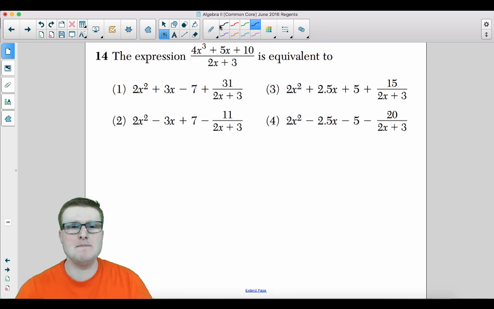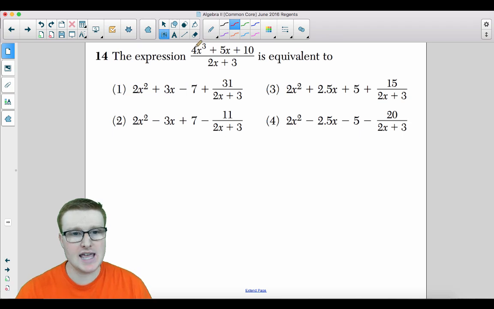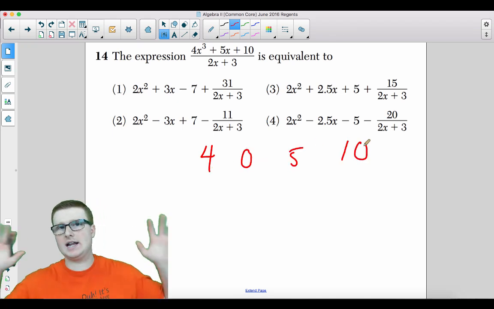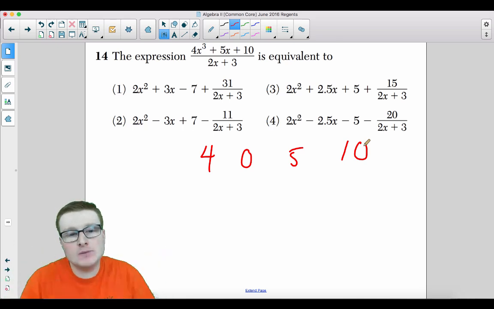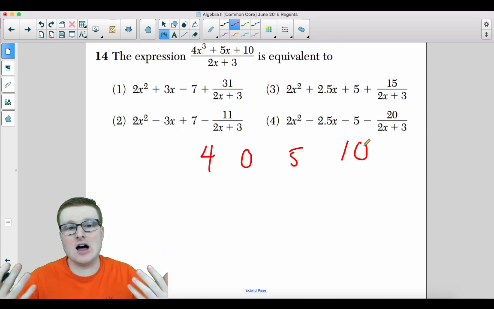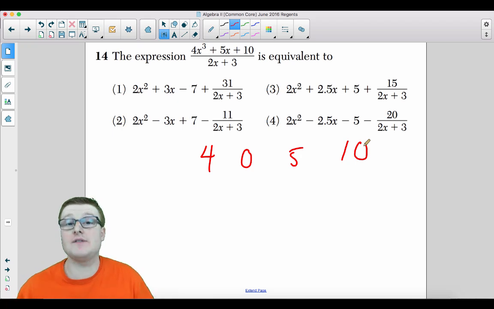Synthetic division, basically what you're doing is you're taking the coefficients of the numerator and writing them down, so 4, 0, 5, and 10. Oh, wait, where did I get that 0 from? We don't have an x squared term. We have an x cubed term and an x to the 0 power. We don't have an x squared, so you need to put in a placeholder of 0 for the x squared.